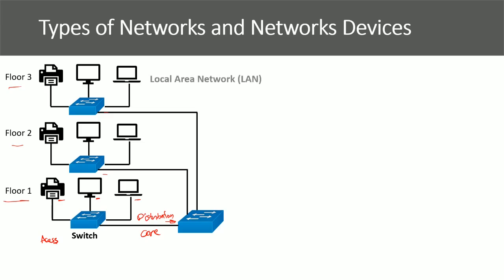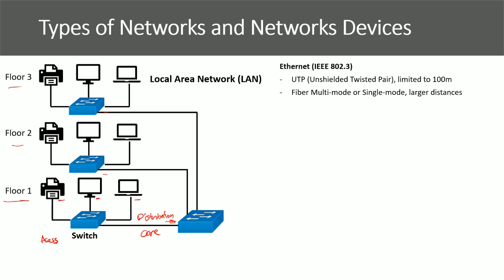This network that consists of cables and switches in the same building is called local area network or LAN, which means a network that connects devices and services in the same physical location. LAN usually uses a protocol called Ethernet or IEEE 802.3. IEEE stands for Institute of Electrical and Electronics Engineers, and we will discuss IEEE standards in more details in the coming slides of this video.